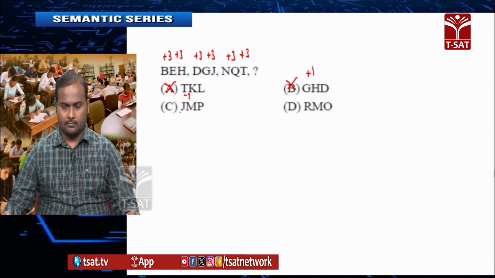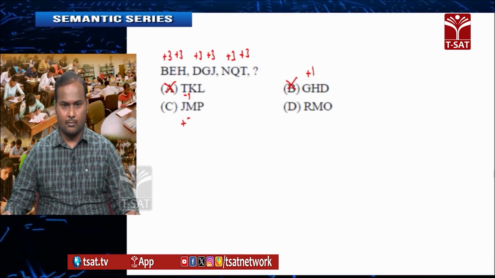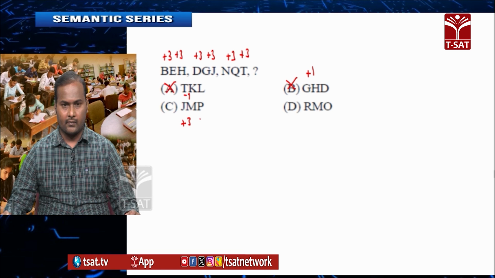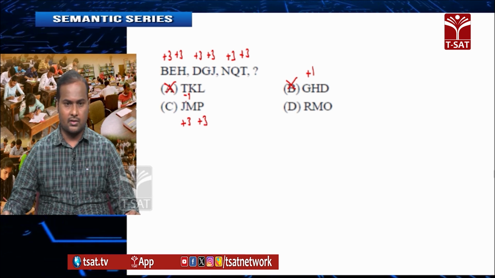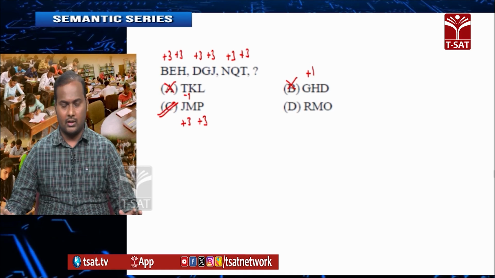Come to option C. In case of option C, J to M, it is increasing by plus 3, and M to P, here also it is increasing by plus 3. So, your answer is option C. So, in any way you do it, it will be correct.